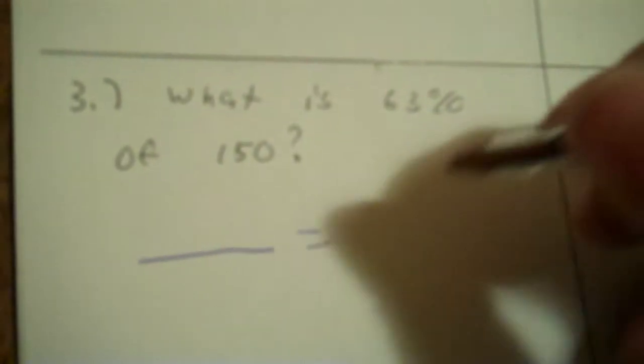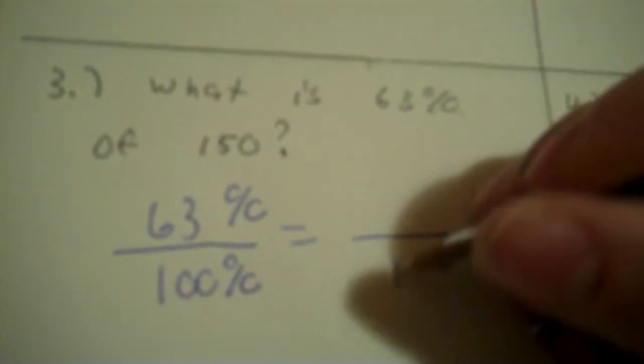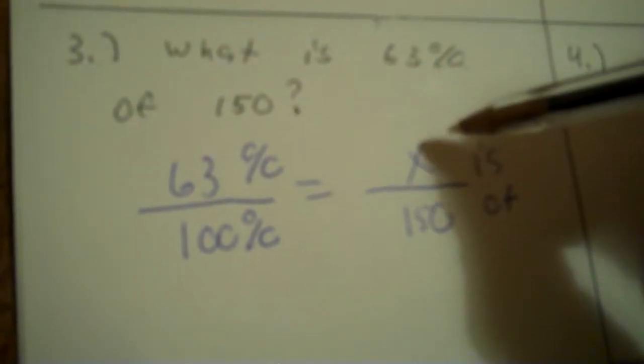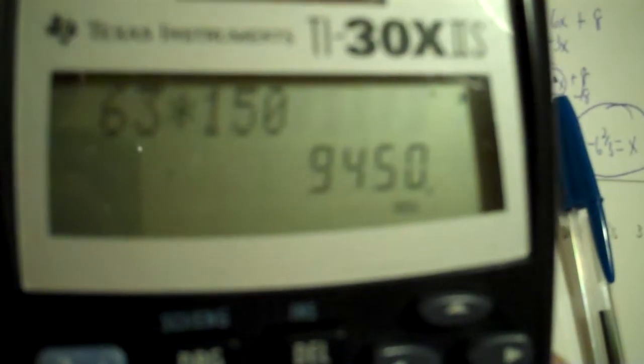Okay, next one. What is 63% of 150? So this is a percent sentence. So it's percent over 100%, and then over here it's is over of. So the percent I have is 63, and then after of, the of is 150, and we don't have the is value, but we know that 63 times 150 is equal to x times 100. So we find out what 63 times 150 is, and then we take that product and divide it by 100. It's 94.5.